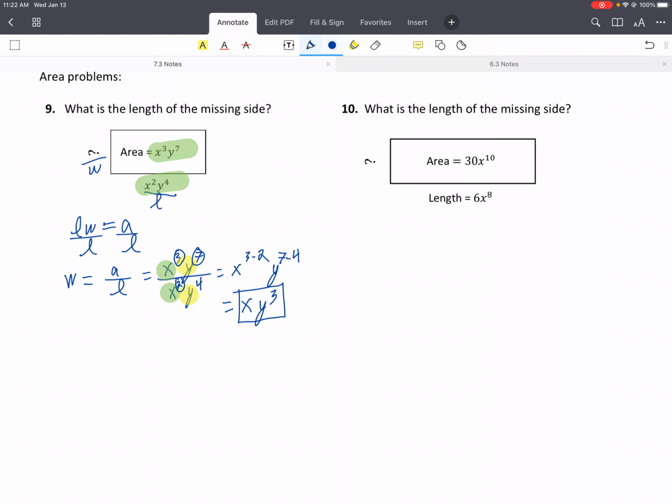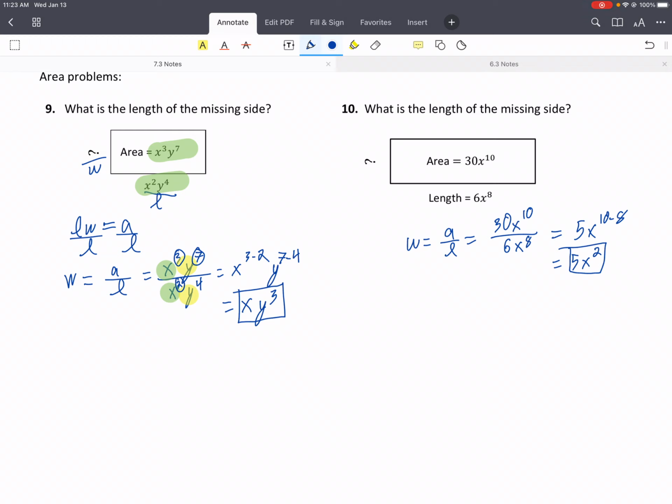And we do the same thing for number 10. The width is equal to the area divided by the length. So we'd have 30 x to the 10th divided by 6 x to the 8th. 30 divided by 6 is 5, x to the 10th. So we'd have x to the 10 minus 8, which is equal to 5x squared.